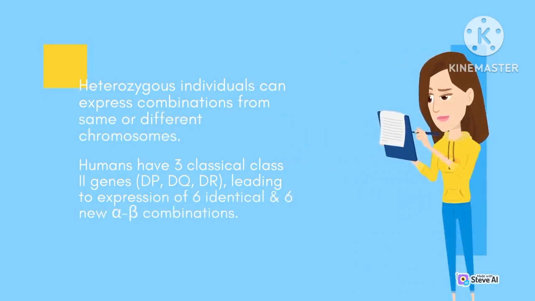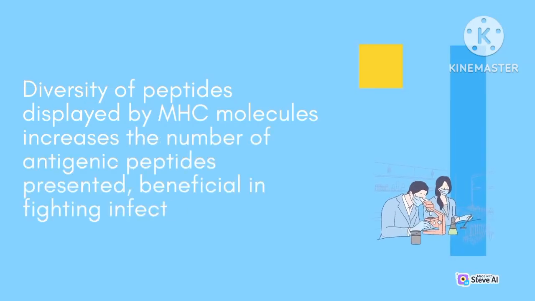Heterozygous individuals can express combinations from the same or different chromosomes. Humans have three classical class II genes, DP, DQ, DR, leading to expression of 6 identical and 6 new alpha, beta combinations. Diversity of peptides displayed by MHC molecules increases the number of antigenic peptides presented, beneficial in fighting infection.